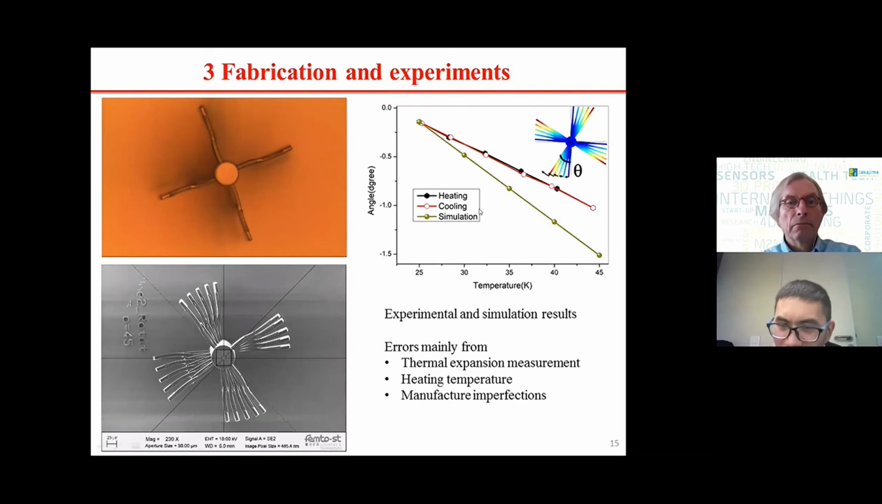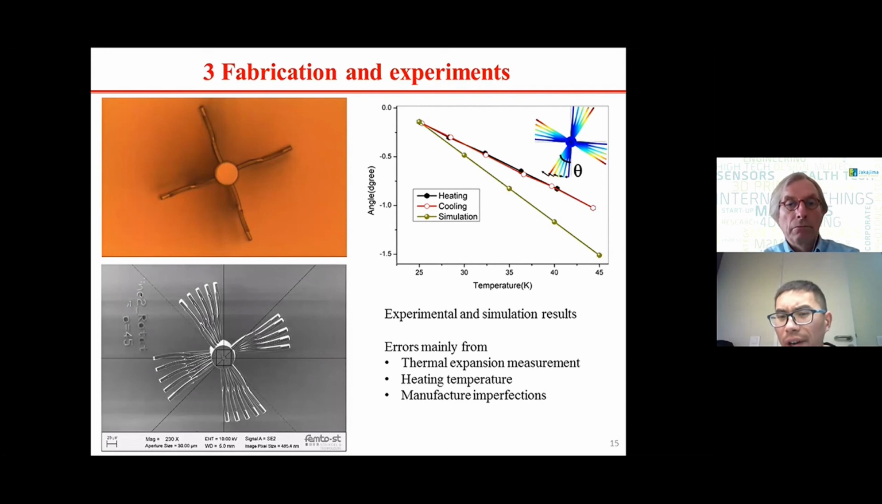So on the right image, I show the experimental and simulation results. This black line records the heating process, while the red one records the cooling process. You can see that we increase the temperature uniformly, so you get almost a linear relation between the rotation angle and the temperature increment. This trend is well in agreement with the theoretical prediction, and you find that the black one and the red one almost coincide. That means that this large deformation is well reversible. So this is important in practical applications.